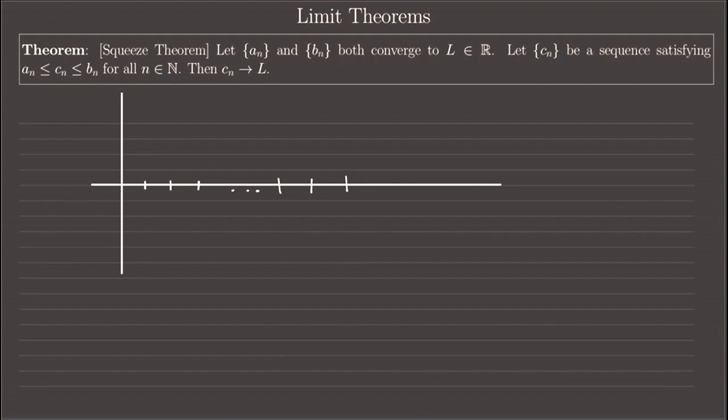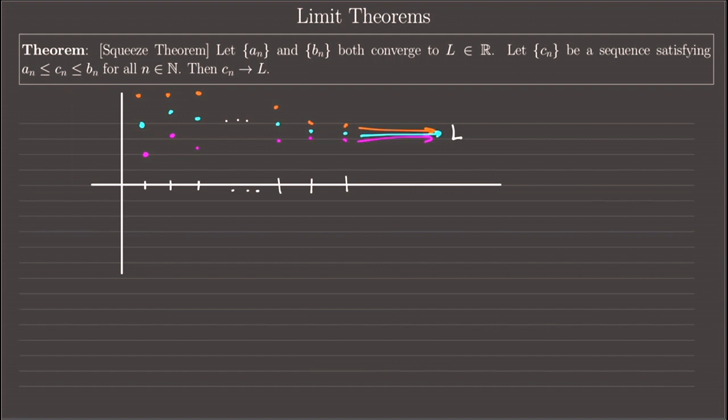This is not too hard to picture. On the top we have a sequence b_n which is converging to L, so as n goes to infinity, the terms in our sequence are trending to the number L. Likewise, underneath that we have another sequence a_n which we also know to be converging to the same limit L. Now suppose sitting between these two sequences is a third sequence, so here's c_1, c_2, c_3. This sequence appears to be trending to the same limit L, so that's what we're going to prove.